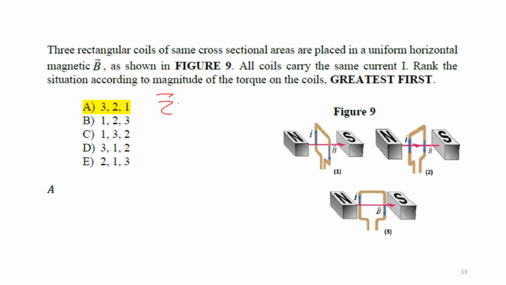You know that torque is just mu cross B. So it's just the number of turns, here the number of turns N is equal to 1, times I A N cross B. Now let's look at the first one. Of course, if I use the right-hand rule, what's the direction of my N? Of course, N is going in this direction.